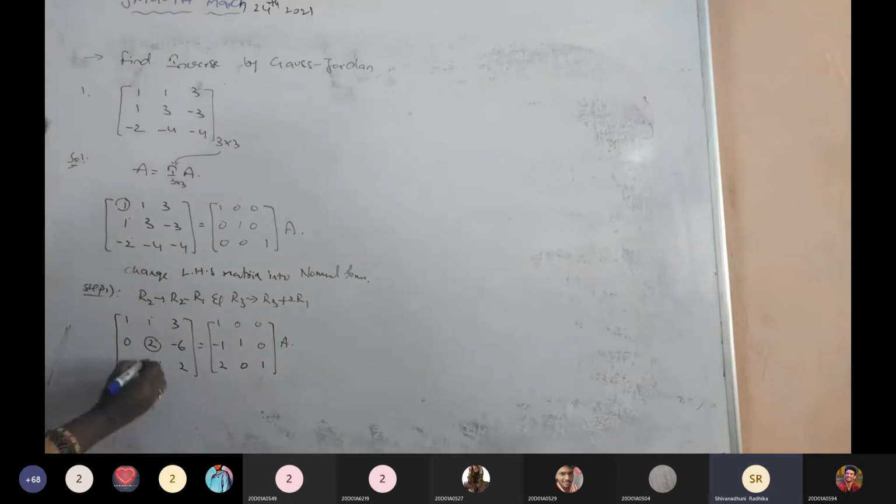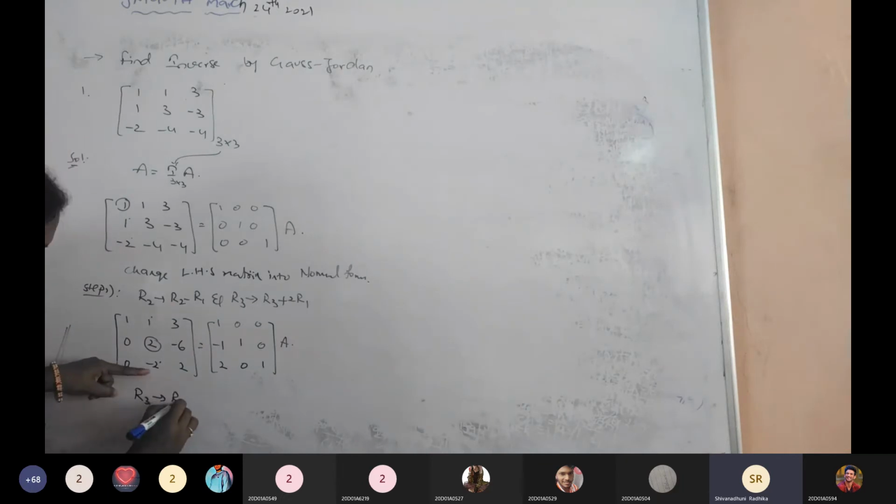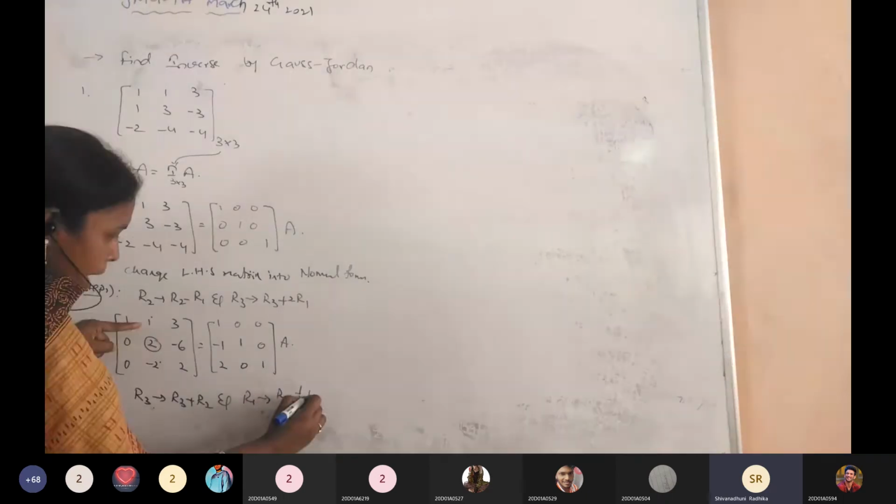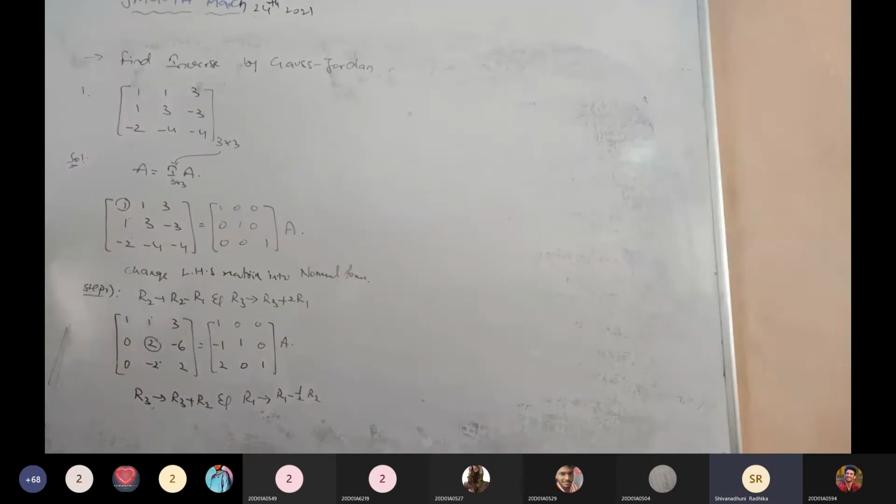Okay. Now this one. First I am going to write R3. R3 changes to R3 plus R2. And R1 changes to R1 minus 1 by 2 R2. By using this only, I need to change this element into zero. Succeeding element by preceding element. Right, all of you?